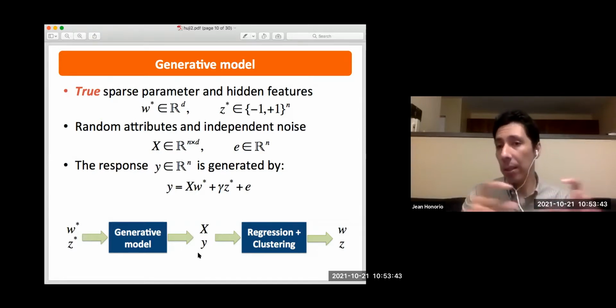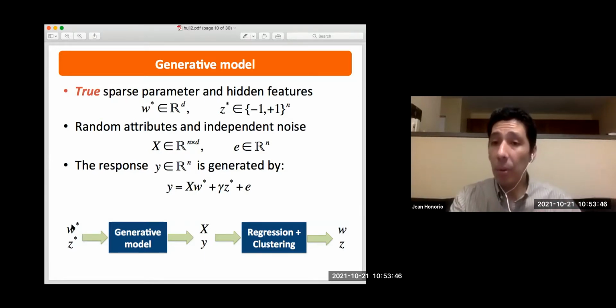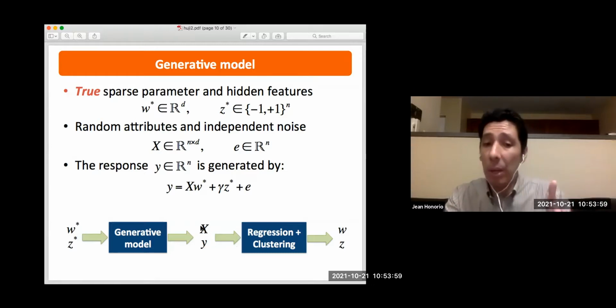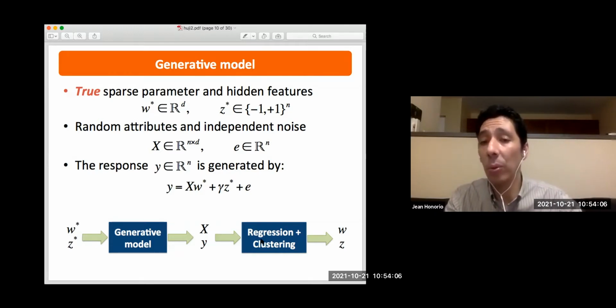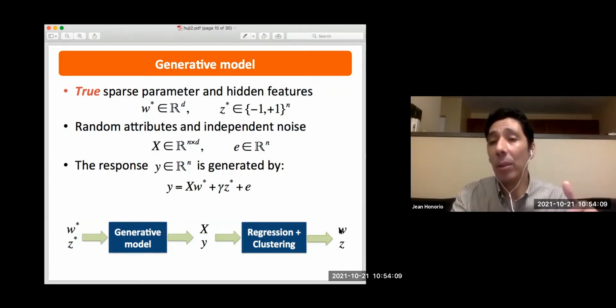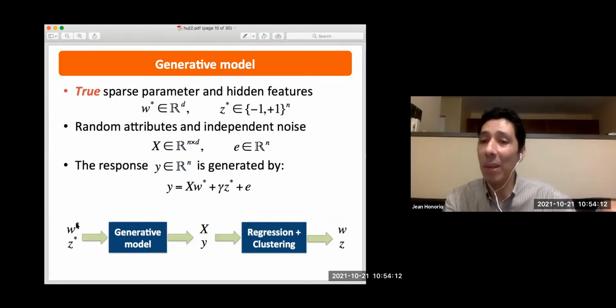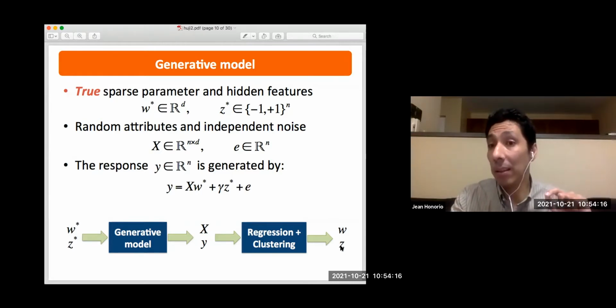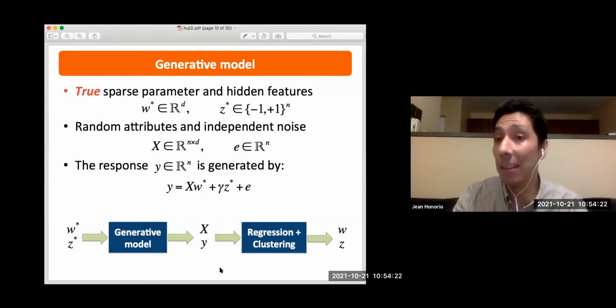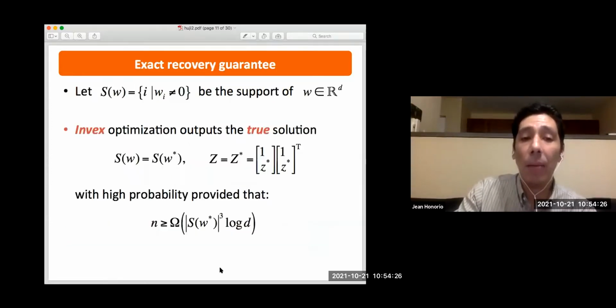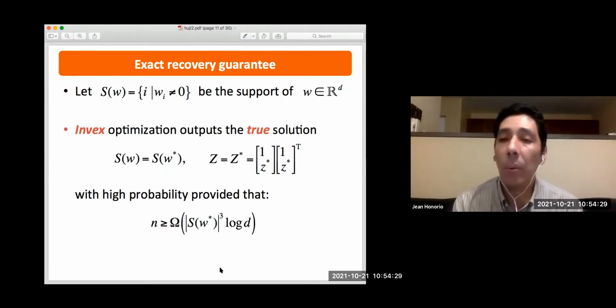So now pictorially, this looks like this, right? There is a true parameter W star and C star assignment of the samples to clusters. There is a generative model that will give us the matrix X and the vector Y. And then we only receive the matrix X and the vector Y, and we apply our regression plus clustering algorithm, the optimization problem that I showed you before, and we have to guess a W vector that will have some similar properties to the W star vector, and we will try to guess the assignment of the samples to the clusters, which has to be equal to the original Z star that generated the data. So this is the type of guarantees that I will claim.